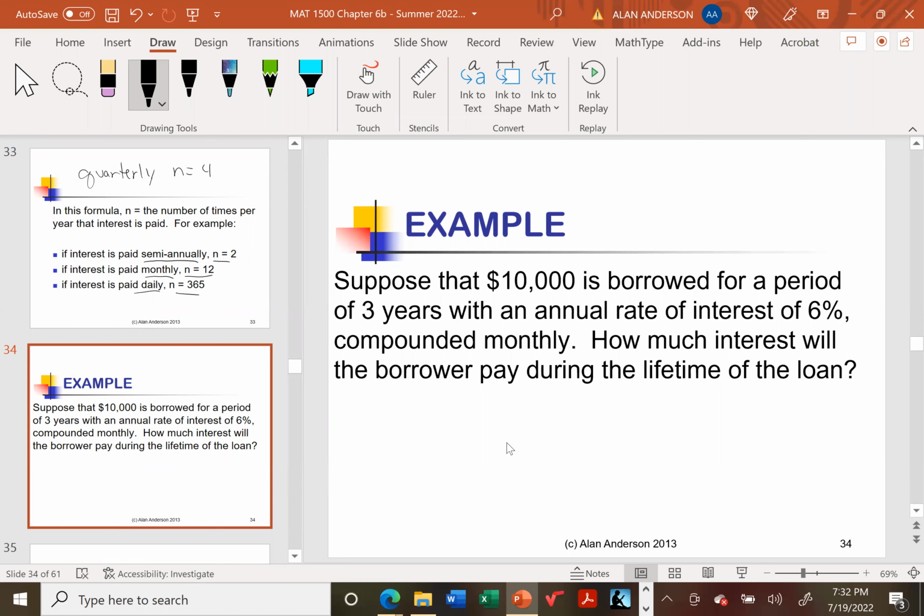So here's a good example. Somebody borrows $10,000 for 3 years with an annual rate of 6%, but it's compounded monthly. So 12 times a year, this person is being charged not 6%, but 1/12 of that, which is 0.5%. So in other words, instead of charging you 6% every year, they charge you 0.5% per month.